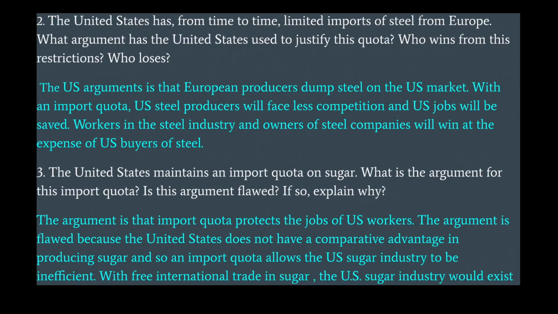Second, the United States has from time to time limited imports of steel from Europe. What arguments has the United States used to justify this quota? Who wins from these restrictions?